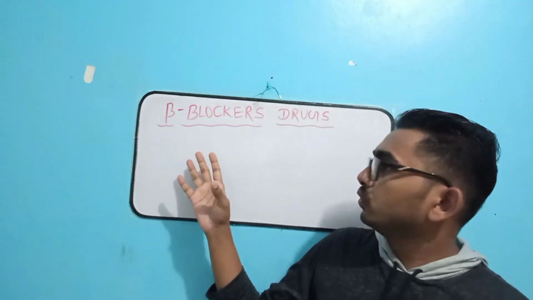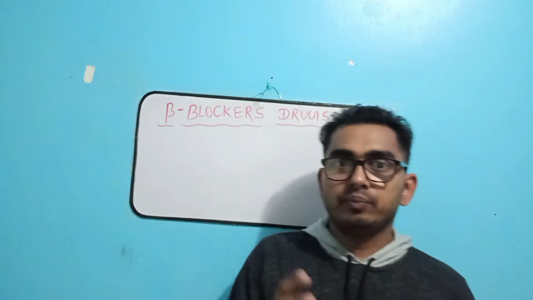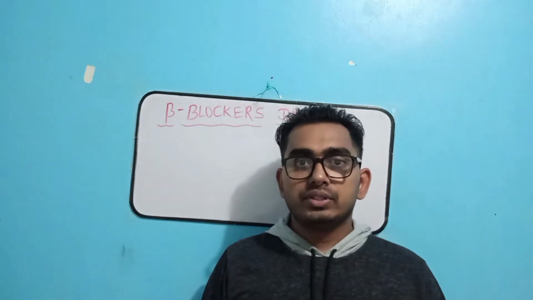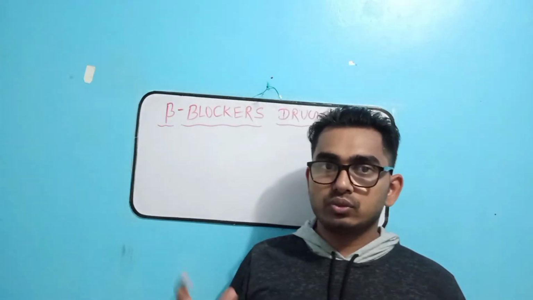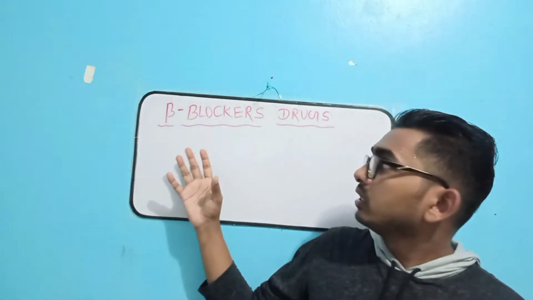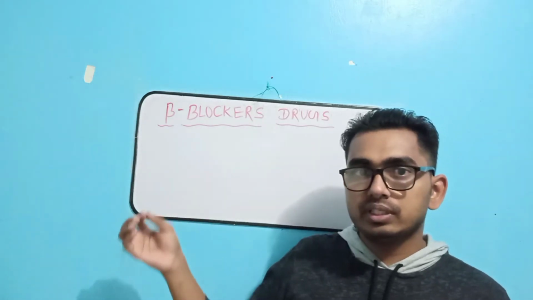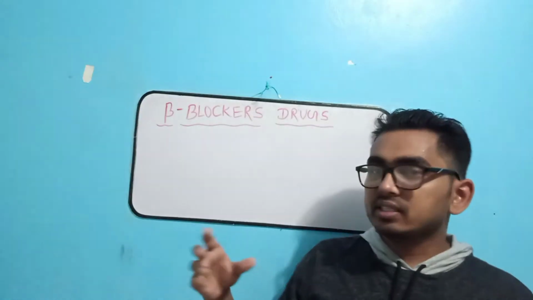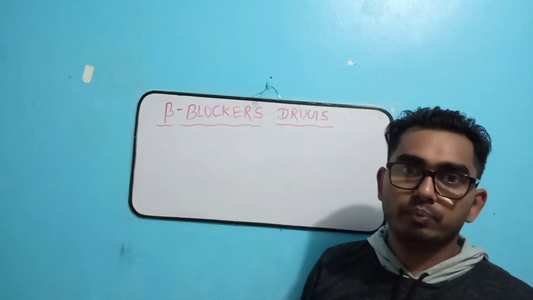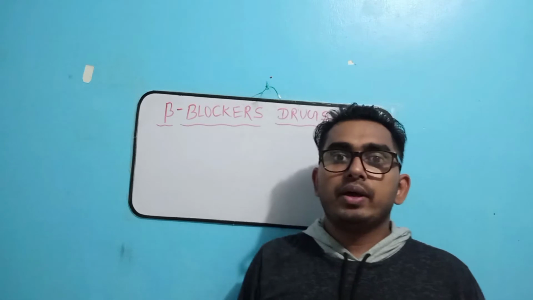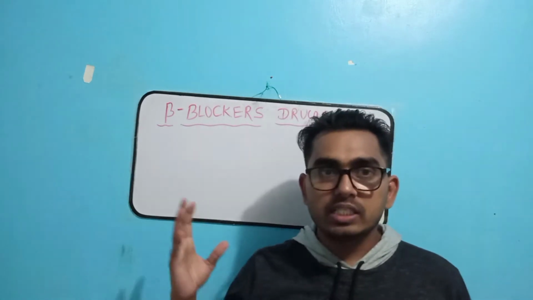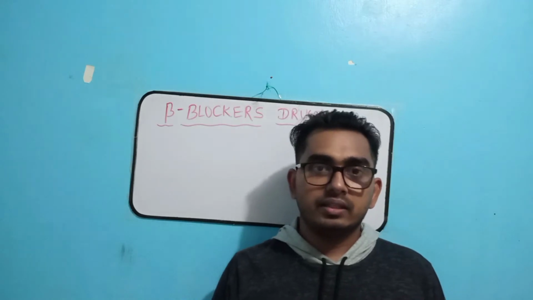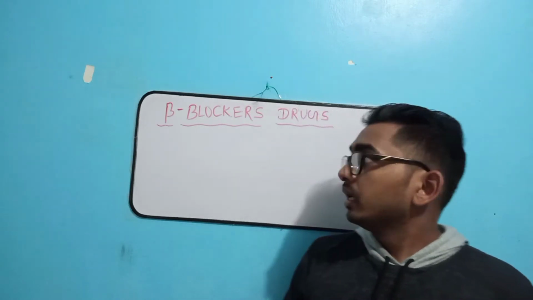So in this video, first I will discuss how the SA node, AV node, Purkinje system, and the ventricular myocardial cells work normally. Then I will discuss how, if we give the beta blocker drugs, it alters the action of the SA node, AV node, Purkinje system, and myocardial cells, and the mechanism of these drugs in angina and congestive heart failure patients.